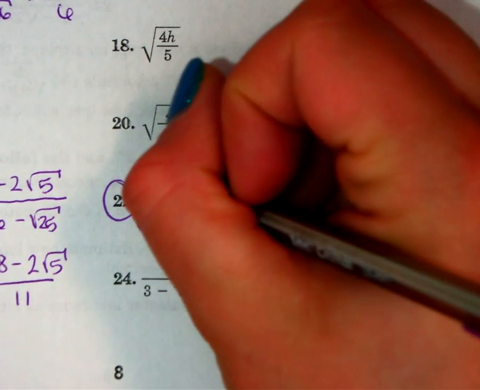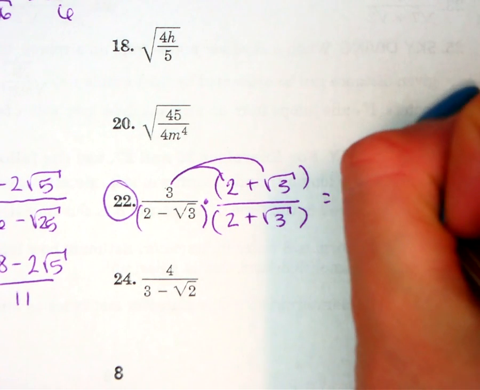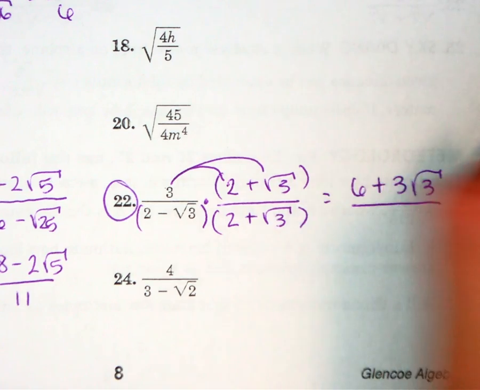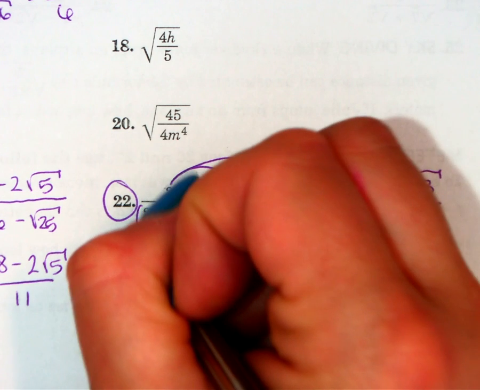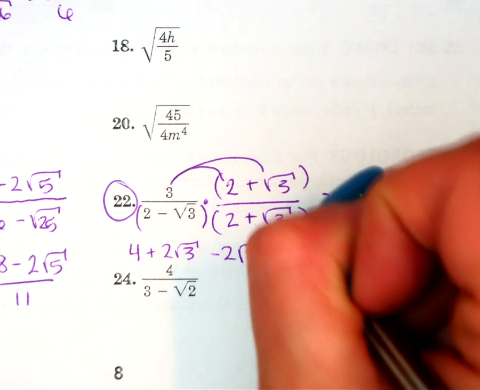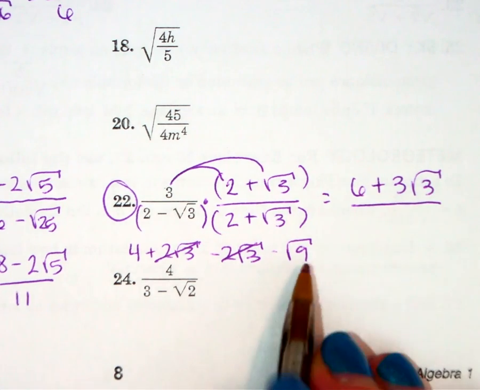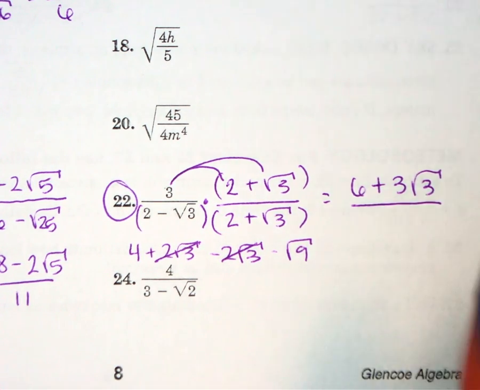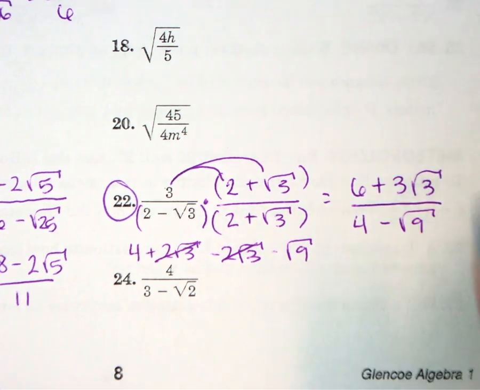And then distributing the 3, you would get 6 plus 3 root 3 on the top, all over. Foiling out the bottom, you would get 4 plus 2 root 3 minus 2 root 3 minus root 9. The 2 root 3 and the negative 2 root 3 cancel each other out. Root 9 is 3, so 4 minus square root of 9 is 4 minus 3, which is just 1. So this over 1 is just 6 plus 3 root 3.